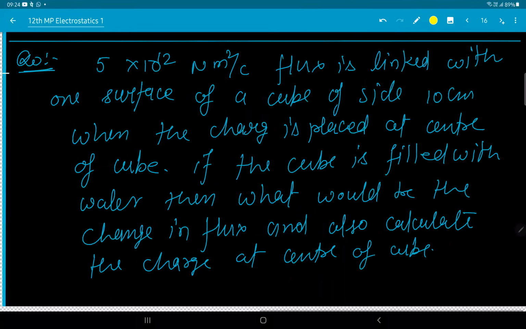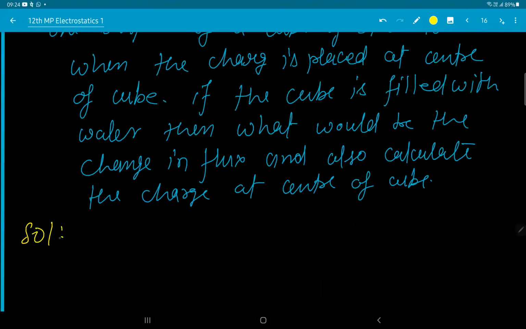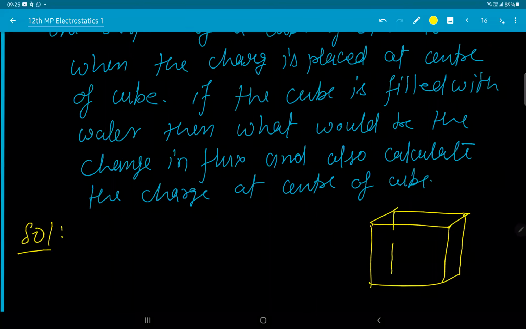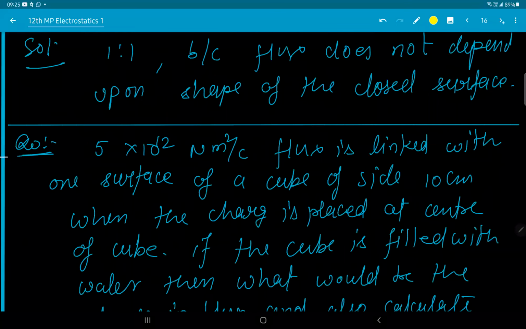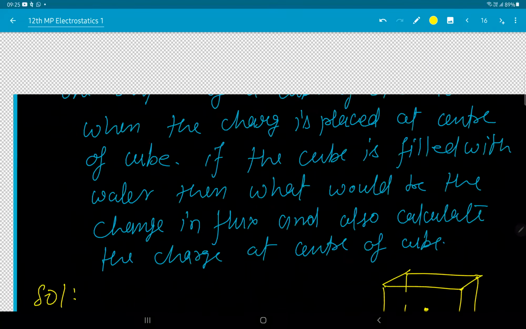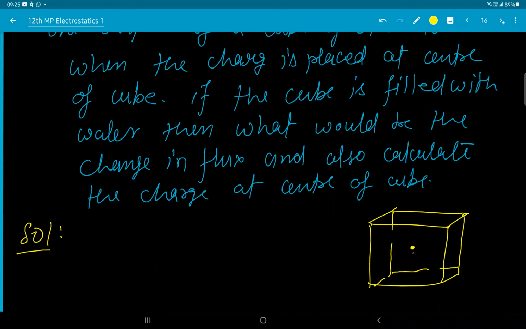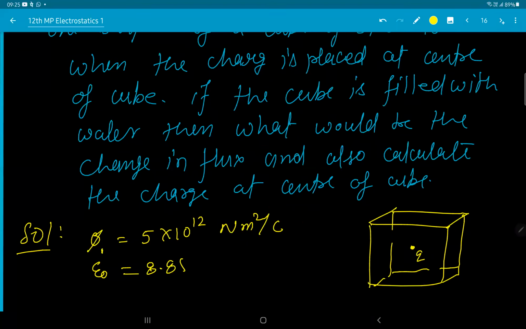I'm just giving you a hint. Suppose this is the cube. Here a charge is placed. We are going to calculate the charge. Suppose charge is q. Here flux through one surface is equal to 5 into 10 to the power 12 Newton meter square per coulomb, and epsilon naught is equal to 8.85 into 10 to the power minus 12 coulomb square per Newton meter square. So these are the values which we already know.